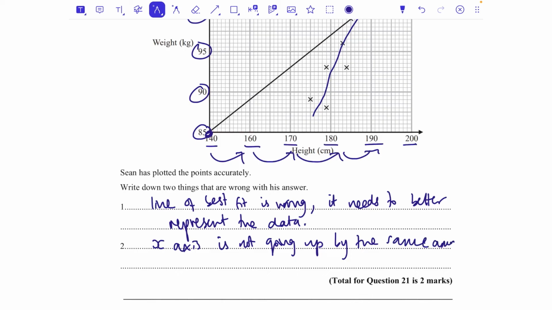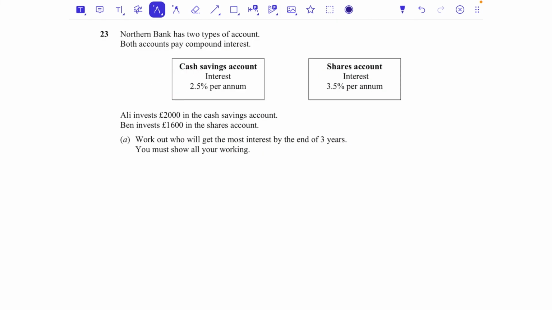And you could really spell that out. You could say 140 to 160 is plus 20, and then 160 to 170 is plus 10. Something like that. There we go. 2 marks. Question number 23.